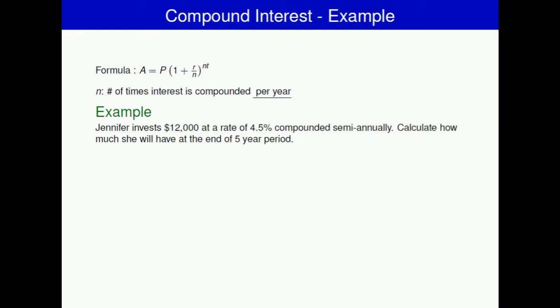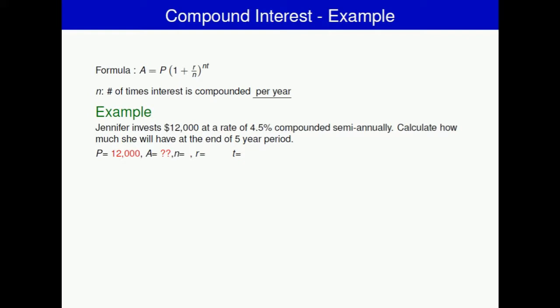Here's an example. Jennifer invests $12,000 at a rate of 4.5% compounded semi-annually. Calculate how much she'll have at the end of 5 years. So here are my labels. P, how much you're starting with. It says you're investing 12,000, so that must be the amount you're starting with, which is my P. A, how much you're going to get at the end. We don't know that, and that's what we're going to find out.